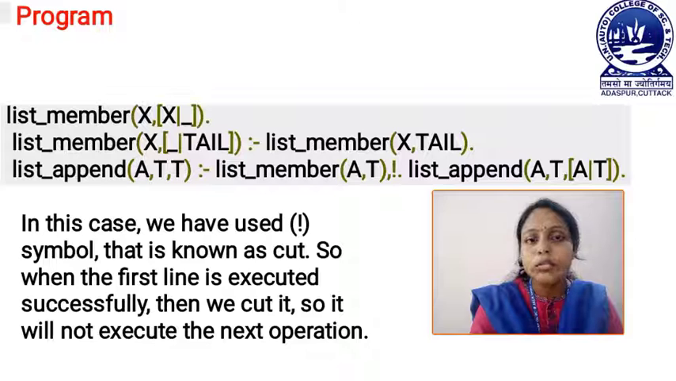In this case, we have used an exclamatory symbol that is known as cut. So when the first line is executed successfully, then we cut. So it will not execute the next operation, which means in our case, first of all we check whether the item A is present in our list T or not. If this item A is present in our list T, that means the result will be T and the next line will not be executed. If this item A is not present in our list, that means that item must be appended with our list T, which means the next line will be executed.